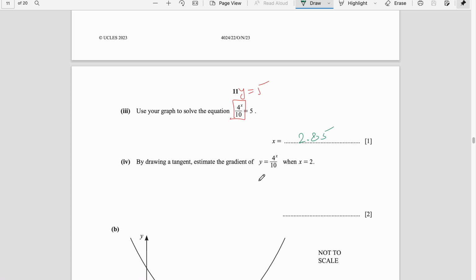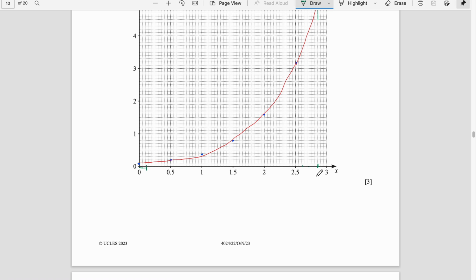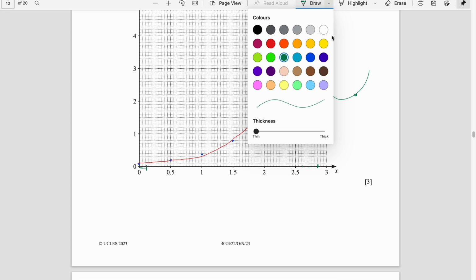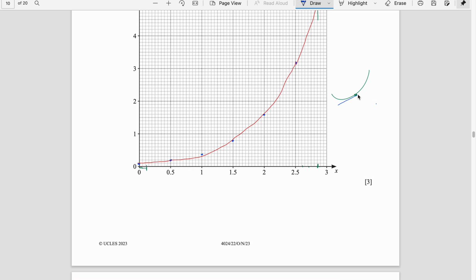By drawing a tangent, estimate the gradient of y equals 4 power x by 10 at x equals 2. So at x equals 2, when you draw the tangent, make sure that you place your scale in such a way that on both sides the distance should be the same. So I'm just drawing a sketch artificially, I hope to get a perfect line. On paper you just adjust the scale first and then draw the line.